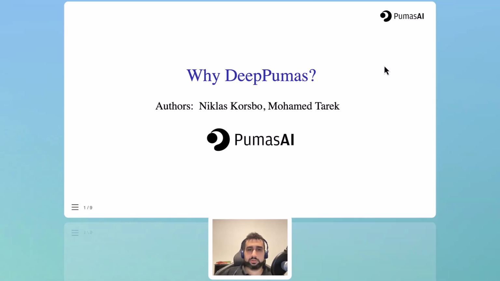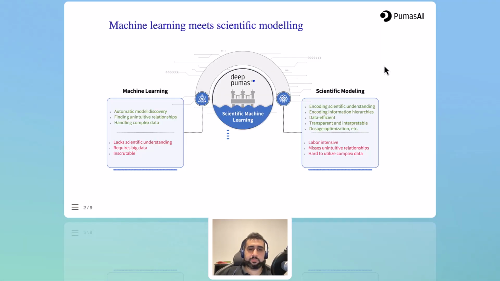The first question that we try to answer in this unit is why DeepPumas? What's so special about DeepPumas as a tool? Basically, there are a couple of things that are special, but really one of the most special things is that it makes it really easy to combine components of machine learning modeling and components of scientific modeling.